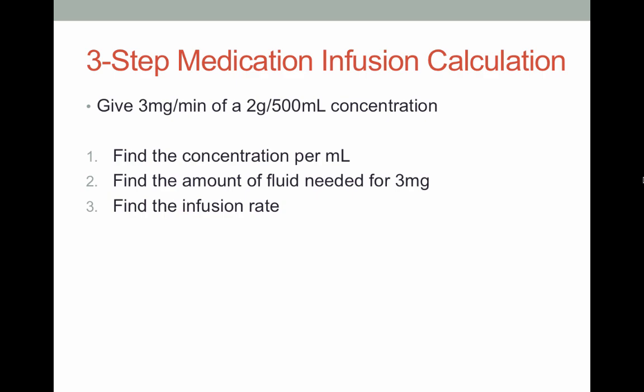Let's say we've got lidocaine and we want to give 3 milligrams per minute. That's the infusion rate, the dose that we're giving. And my bag is 2 grams in 500 milliliters. So I'm grabbing that bag of lidocaine and I want to give 3 milligrams a minute. It's a 3-step process. First, I'm going to find the concentration of that bag per milliliter, taking that 2 grams per 500 milliliters and finding how much of that drug is in 1 milliliter.